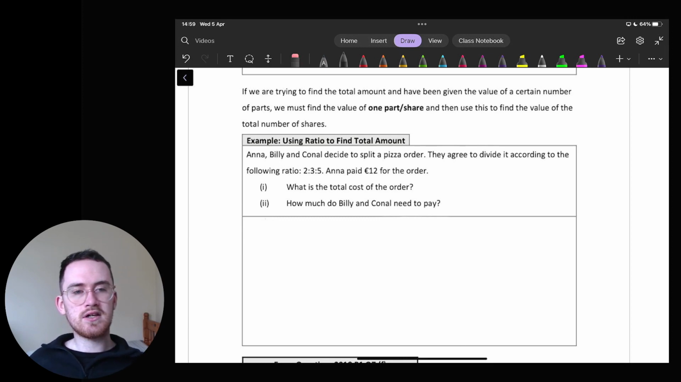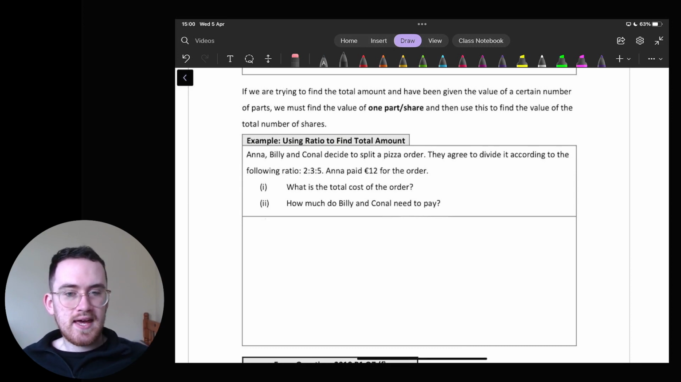So Anna, Billy and Connell decide to split a pizza, and they agree to divide it according to the following ratio, 2, 3, 5, paying in order. So Anna's getting 2, Billy's getting 3, Connell's getting 5. Connell was hungry, it's fine. Anna is going to pay the 2 parts, and she paid €12 for the order.